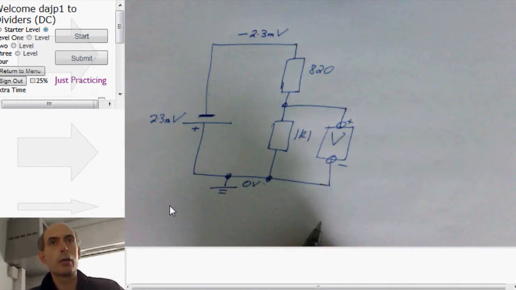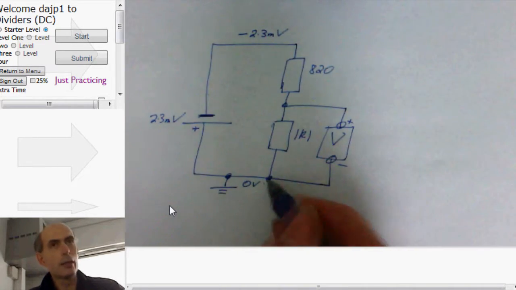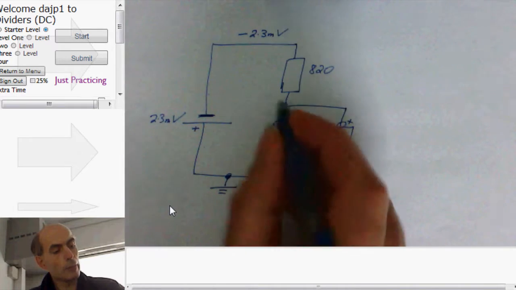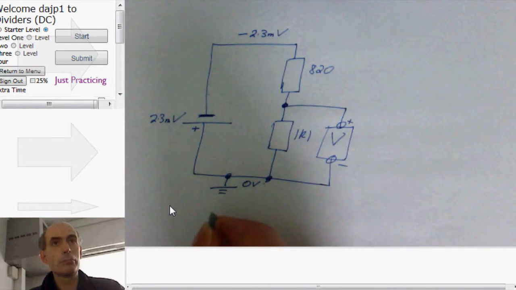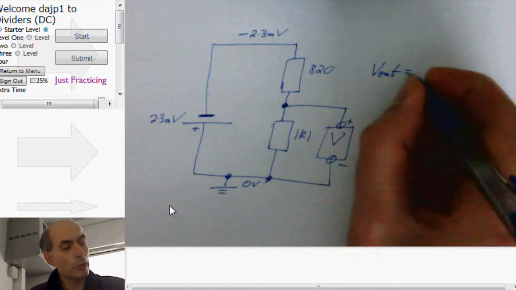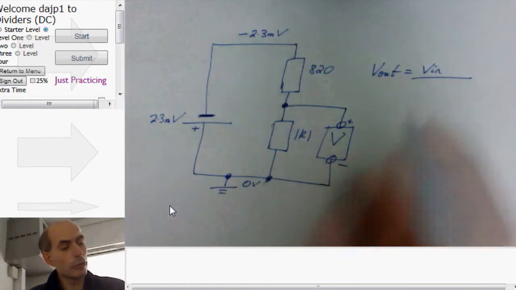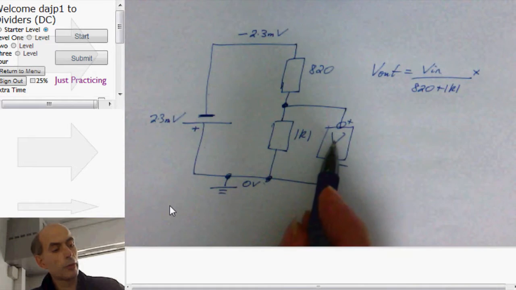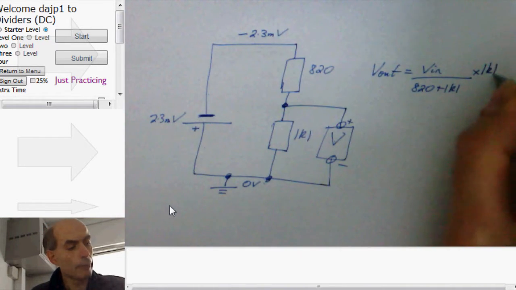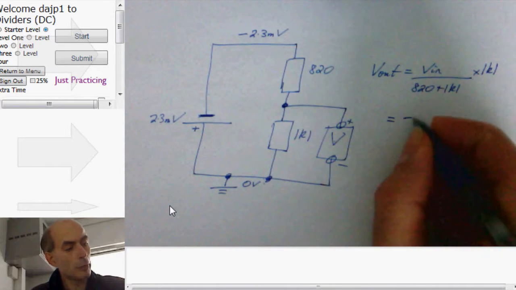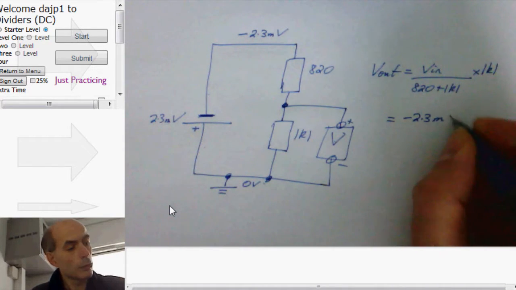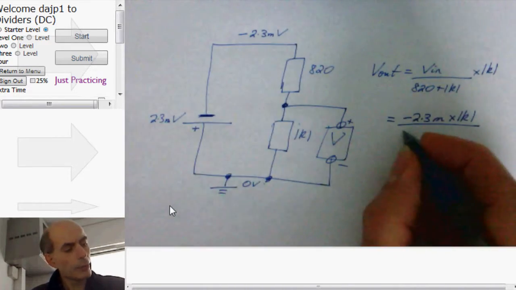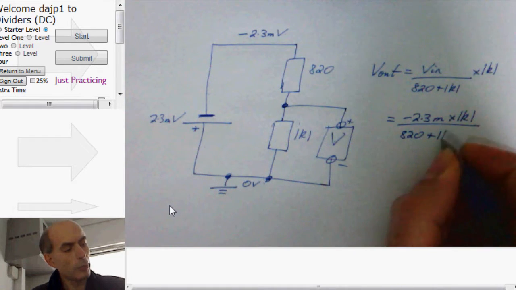And now I've got a potential divider, which is hopefully a little more obvious. Minus 2.3 millivolts up there. 0 volts down here. What is the voltage there? Standard potential divider equation. The output voltage is the input voltage divided by the total resistance, 820 plus 1K1, multiplied by the resistance that you're measuring over, in this case 1K1. So that's it. V in is minus 2.3 millivolts. The resistance I'm measuring over is 1K1. The total resistance is 820 ohms plus 1K1.